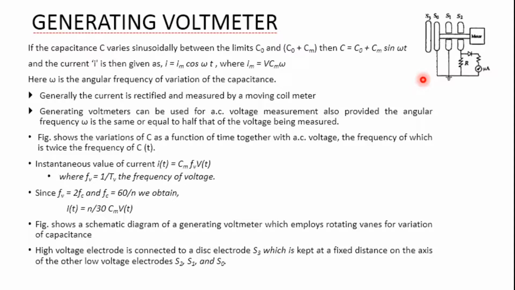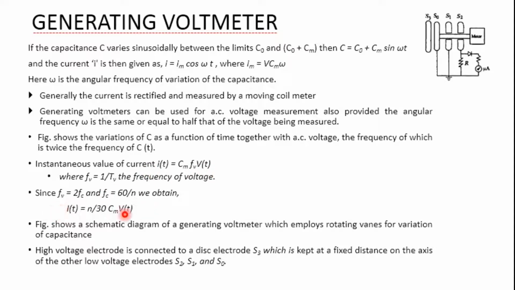For an asymmetric voltage, when the voltage is not symmetrical, one of the electrodes is grounded. That's the instantaneous value of the current. You can write it as I of t is equal to C omega I.